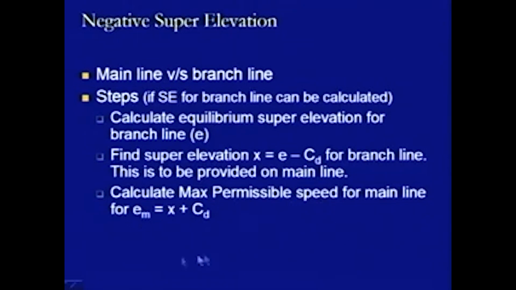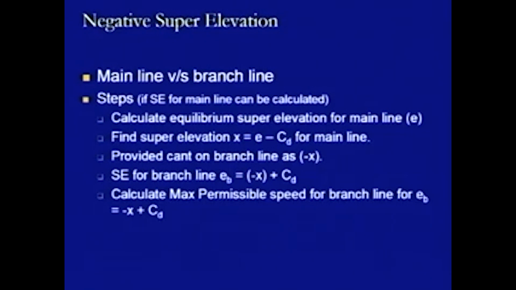And with respect to this super elevation to be provided on the main line, using again the equation GV square divided by 127 R, we can compute the value of V, that is the speed by which the trains can move on this track.